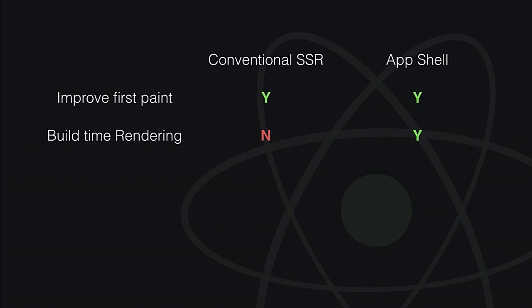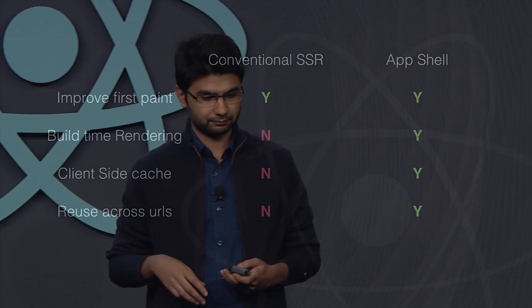Build time rendering is something that you cannot do with the conventional server-side rendering, because that HTML contains dynamic data which you have to generate per request. But with app shells, you can just offload all that work during build time. Client-side cache, well, again, doesn't work with the traditional HTML rendered pages, but it definitely works with app shell. And again, as I mentioned, the app shells can be reused across millions of URLs of the same type.